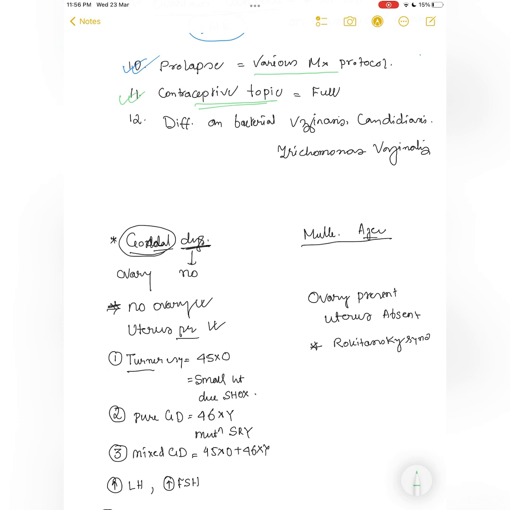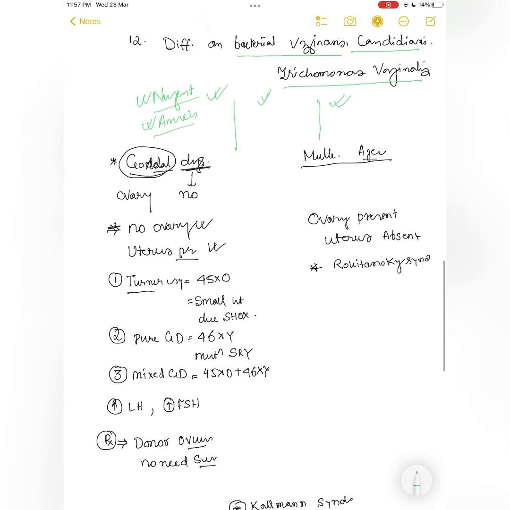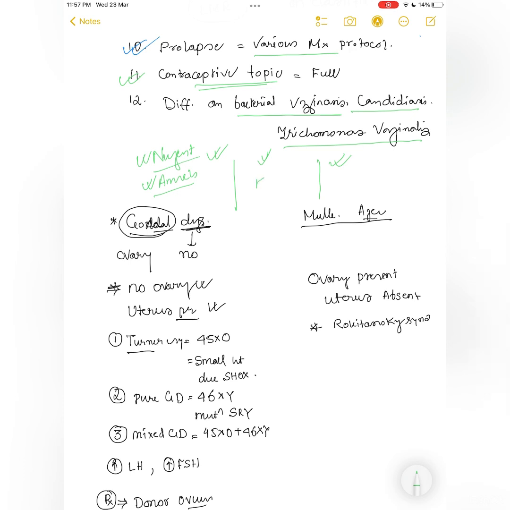Next I will talk about the difference between bacterial vaginosis, candidiasis, and trichomonas vaginalis. Please make a three-way table. You have to know the Nugent scoring and Amsel's criteria in case of bacterial vaginosis, and also the pH, the color change, the treatment, and which partners are treated. So please go through this topic, and I will especially talk about the kits.